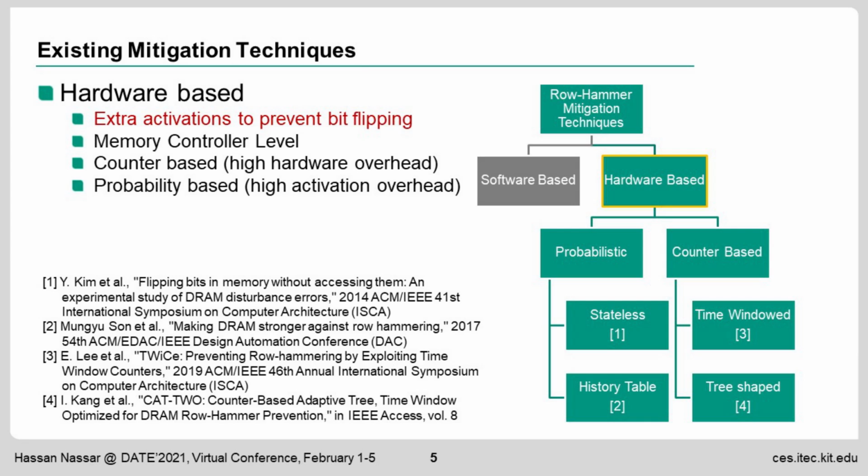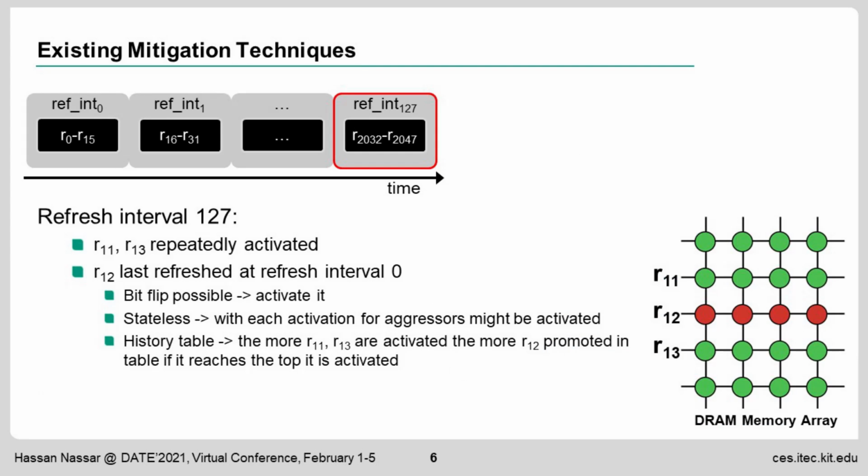The other class is probabilistic, where with each activation, based on a probability, the neighbors can be activated or not. It can be implemented simply as stateless, or to make educated decisions using a history table, but overall it has a high activation overhead. We will examine the probabilistic subclass more, as it is the subclass of TiVaPRoMi, to show why it is needed.